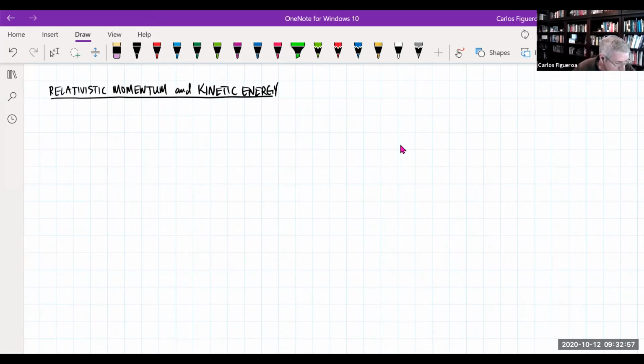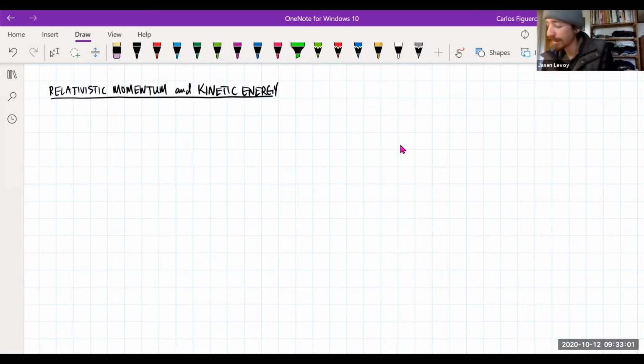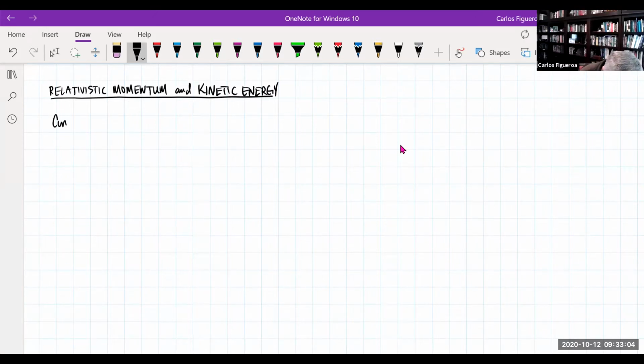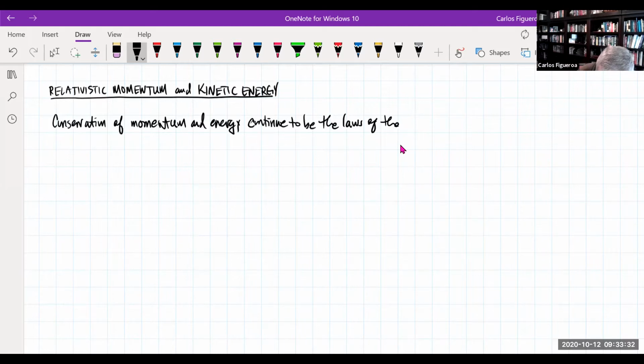And so ultimately, we made a couple of statements here. What we saw here is that conservation of momentum and energy continue to be the laws of the land. They have to be. Principle of relativity: the laws of physics are the same for all inertial observers. So you can't just throw them away.